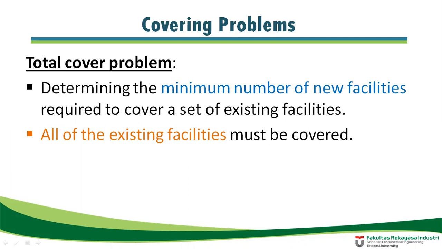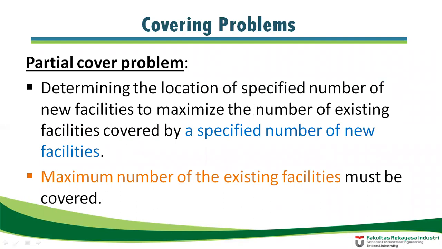And the method itself covers two different functions, just like total cover problems. The total cover problem is determining the minimum number of facilities required to cover a set of existing facilities. So it means that all of the existing facilities must be covered by the new facilities. And for the partial cover problem, it means they only cover a half, or maybe a certain number of them.